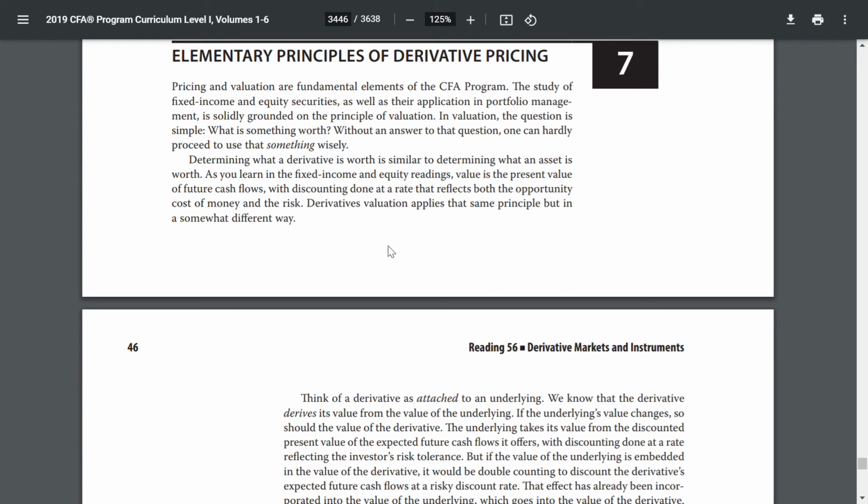Elementary principles of derivative pricing. Pricing and valuation are a fundamental element of the CFA program, the study of fixed income and equity securities, as well as the application to portfolio management. Determining what a derivative is worth is similar to determining what an asset is worth, as you learn in the fixed income and equity readings. Value is the present value of future cash flows, with discounting done.